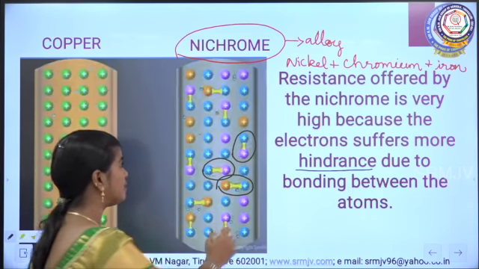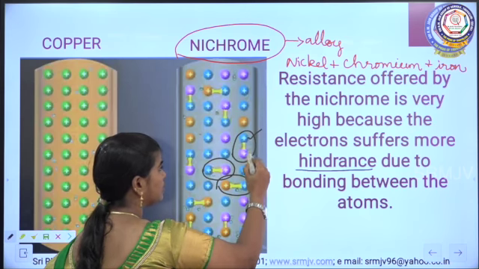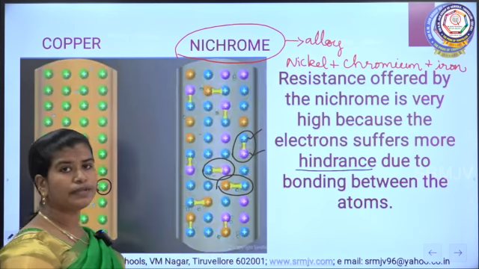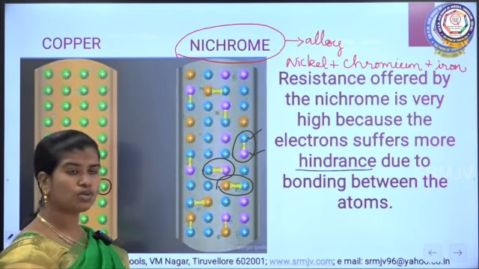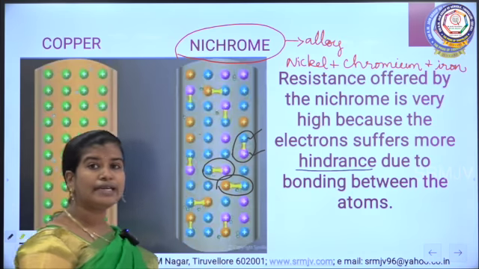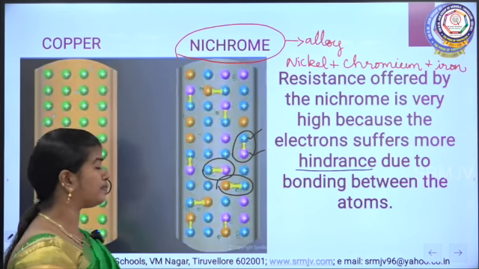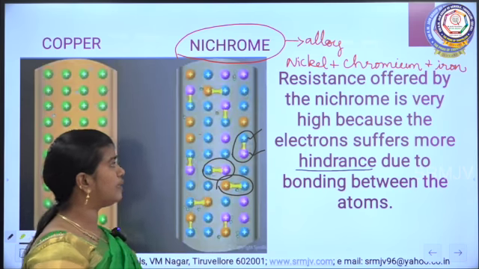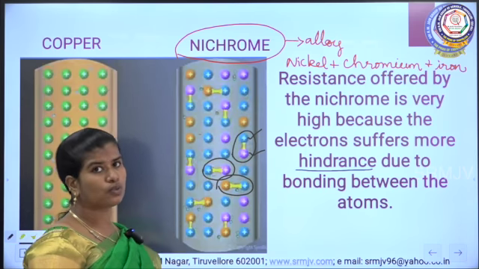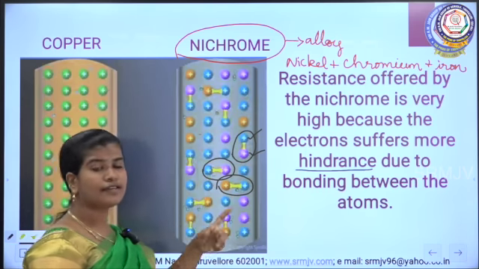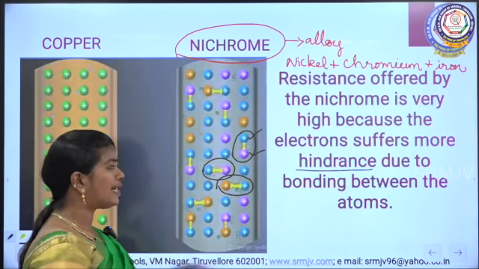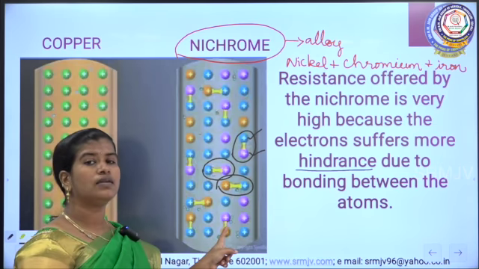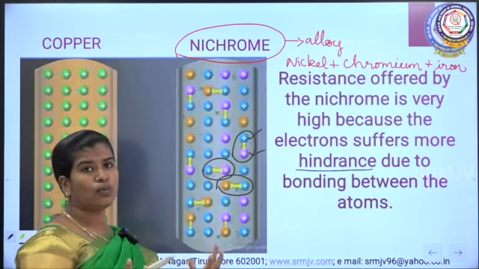Let me take this as nickel and this as chromium, and because of the bonding between those 2 atoms, they are not ready to release the electrons. So, that is why here, with the different metals, there is more bonding. So, electrons are suffering to move. As a result, they produce more heat.